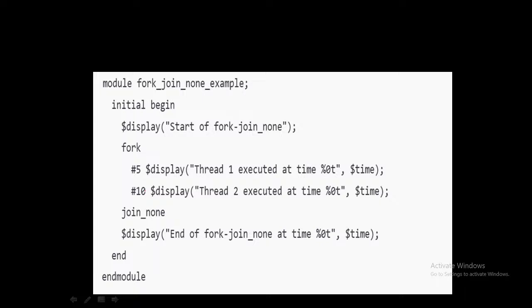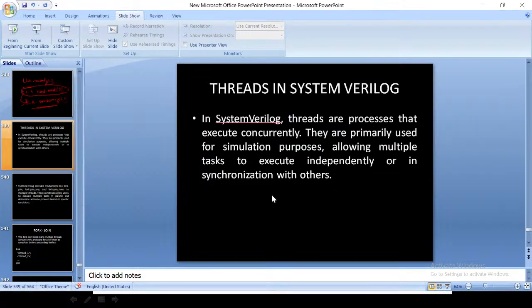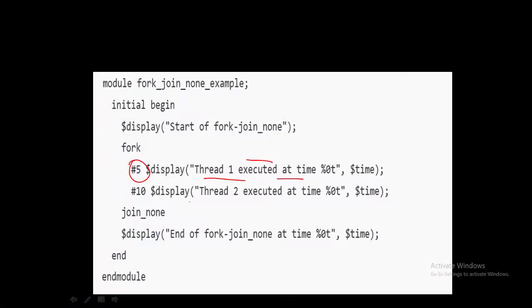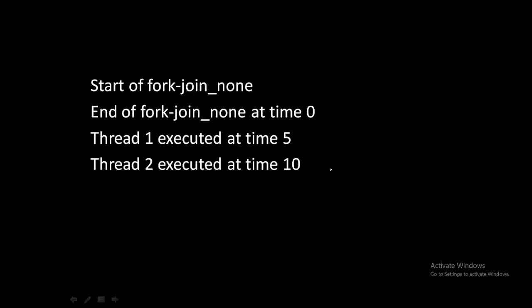Now what is happening here? Same initial begin, $display start of fork join none, and #5 $display thread 1 executed at time, and #10 $display thread 2 executed at time t is equal to %t comma $time, join_none, $display end of fork join_none at time t. So this is what we have written, and let's see the output.